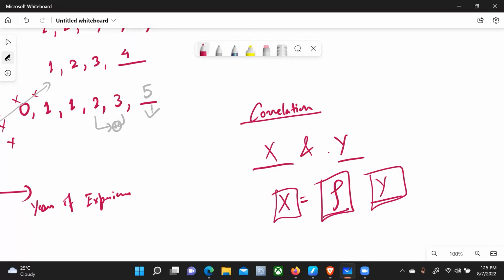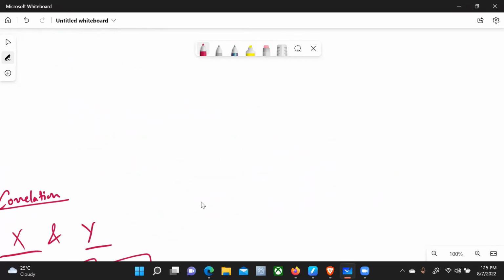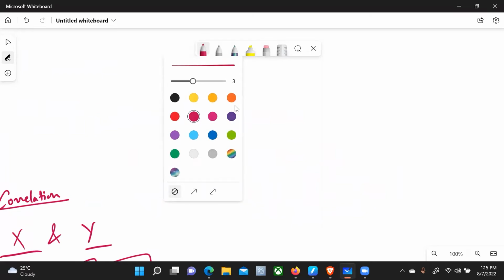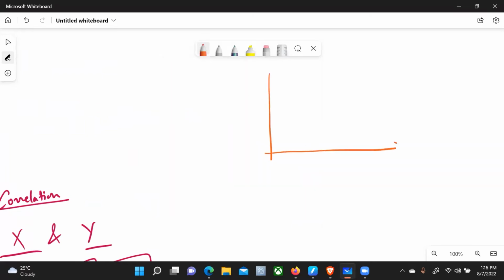So, one example I could give you is, what happens when the temperature increases? What happens to sales of cooler or AC, let's say. So this is your temperature increase and this is your sales of cooler or AC. Or not cooler, AC.